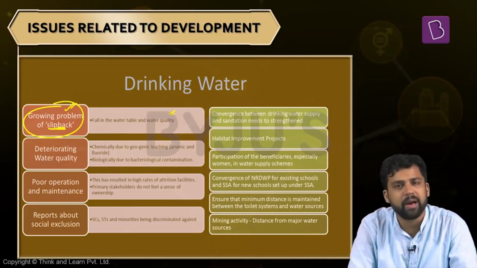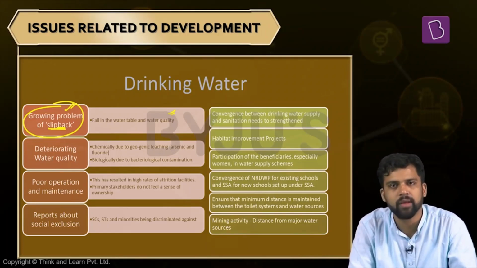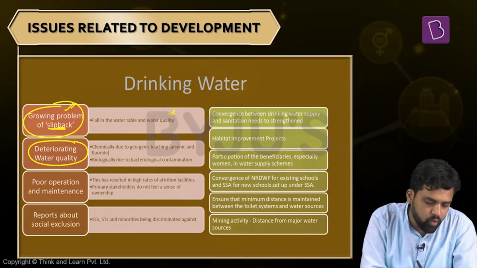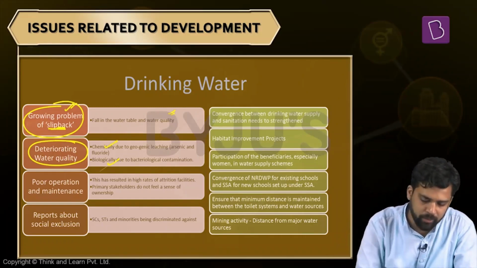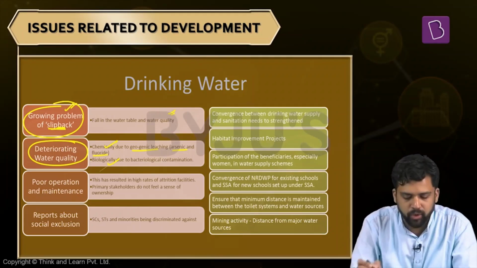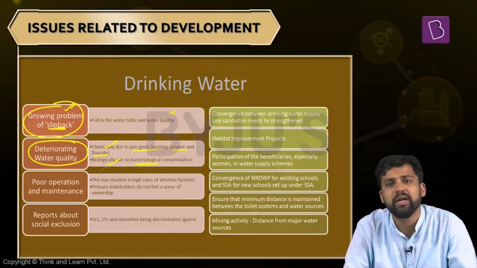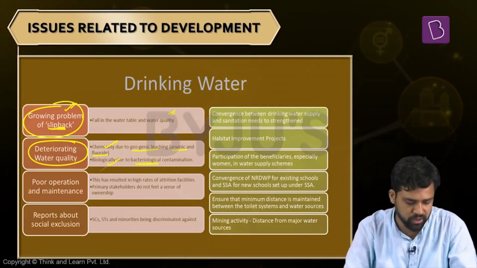The water table may go down, water quality may get impacted. What has happened here is we have not done proper research and development, we have not done our homework, we have just created infrastructure which is not sustainable in the long run. Water quality has also deteriorated. Chemical contamination and biological contamination of water have taken place. Chemical contamination, for example, is geogenic leaching from the ground: arsenic poisoning, fluoride poisoning. Sometimes bacteria can also be present in water. So water quality has also gone down, which impacts the availability, accessibility, and utilization of water.